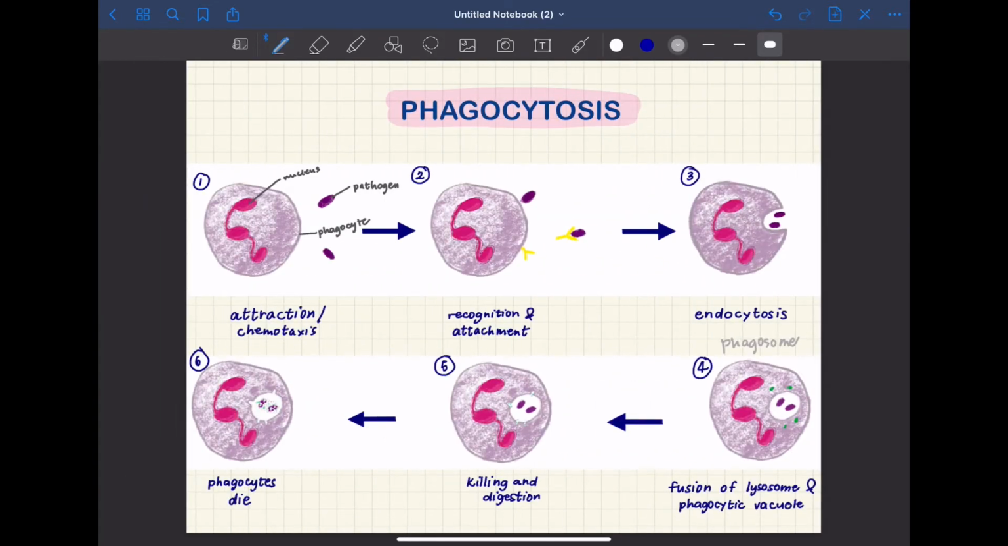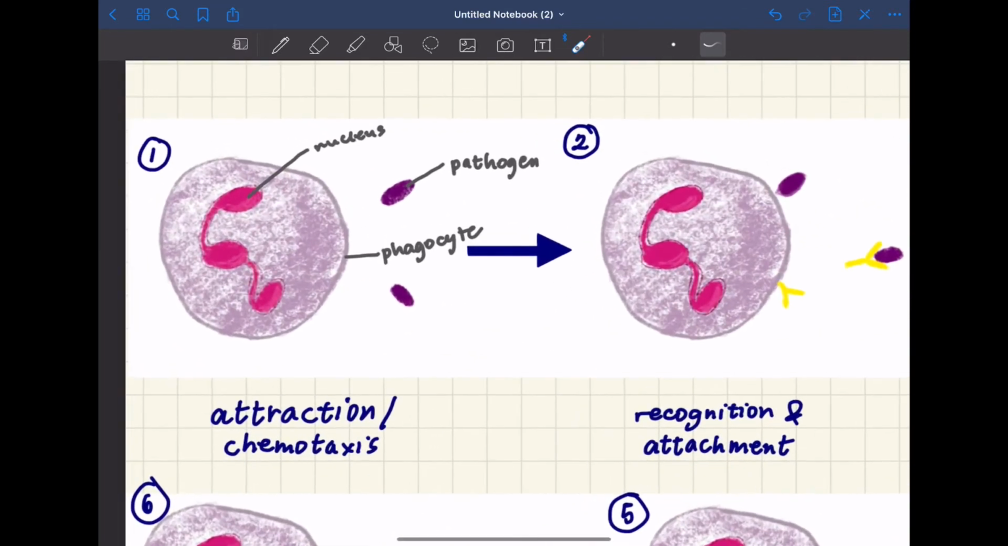Here is the overview of phagocytosis. There are many steps to follow. I think there are actually more in the more detailed one, but this is what is provided for us in the syllabus, so we will stick to this one. So for phagocytosis, we will be talking about this one step by step, starting with this one first.